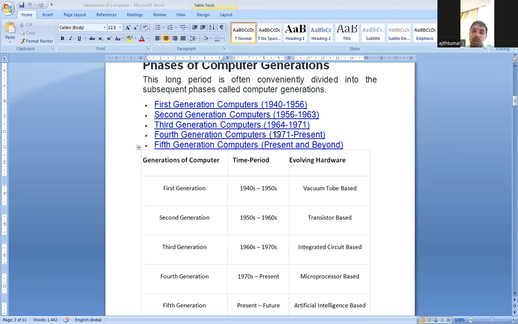What is the hardware we used? First generation we used vacuum tube. Second generation we used transistor. Third generation integrated circuit. Fourth generation microprocessor based. Fifth generation is AI. AI means artificial intelligence.